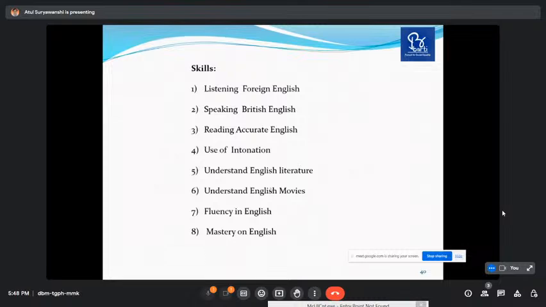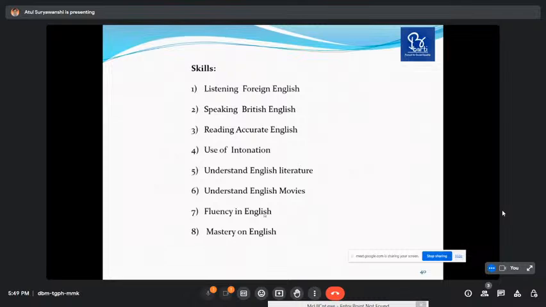The sixth point is we can understand English movies. Sometimes, at the very first instance, we see foreign movies, English movies especially, and we don't understand anything, especially the language that they use in movies. If we understand English phonology and morphology well, we are able to understand English movies also. So this is an important skill.